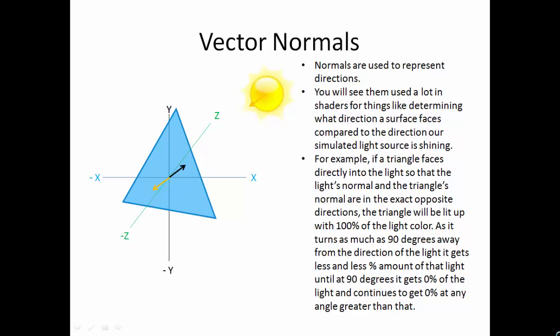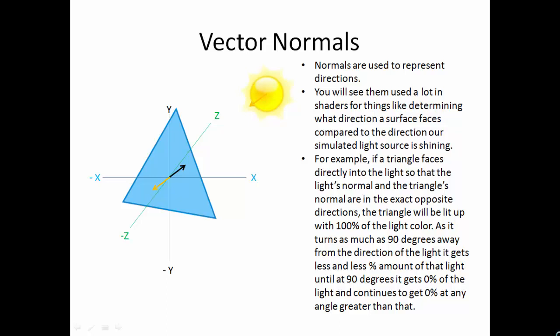As you rotate as much as 90 degrees, you'll get a percentage of the light. You'll get less and less light until at 90 degrees you get 0% of the light because you're no longer facing the light. And anything beyond 90 degrees you're facing away, so you wouldn't get any of the light if you're facing more than 90 degrees away from the light source. 90 degrees is perfectly perpendicular, so it's maybe a little questionable whether you should get some light or not, but generally you're going to get 0% of the light at 90 degrees.